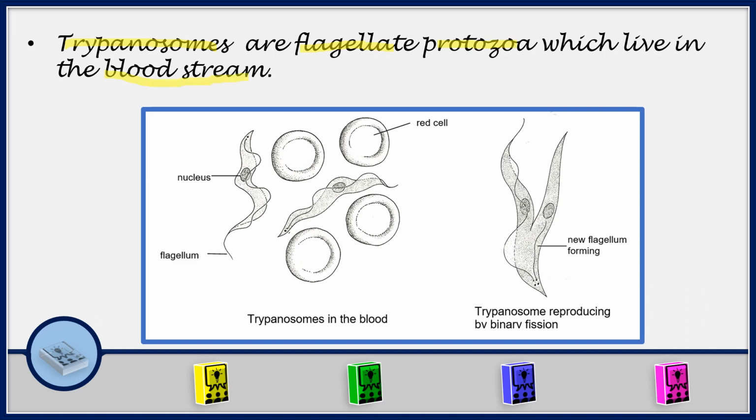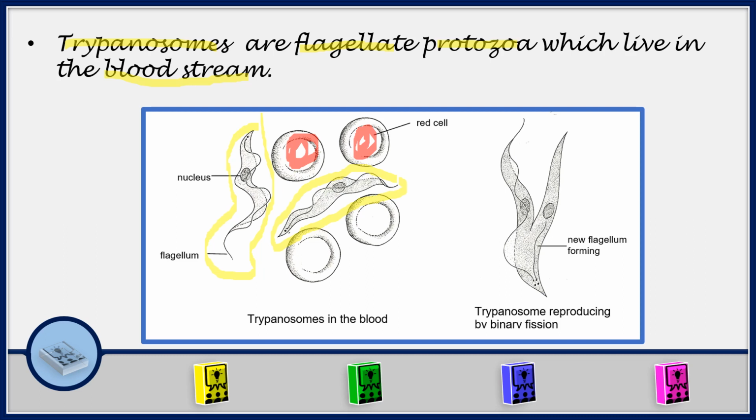So here we have our trypanosomes. They are living in the bloodstream. These are red blood cells here. These are red blood cells. And these ones are the trypanosomes. They are flagellated protozoa. You can see the flagella.